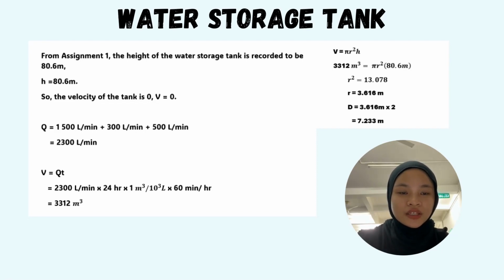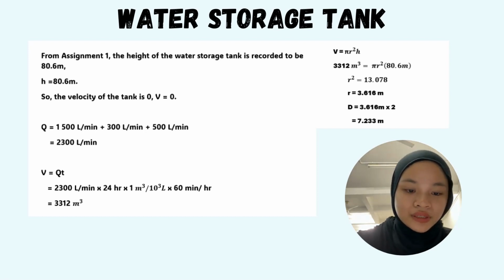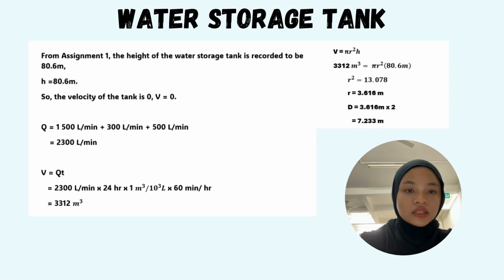So, I'll start the presentation with the water storage tank first. From assignment 1, the height of the water storage tank is recorded as 80.6 meters. So the velocity is 0. Then we need to find the volume of the water storage tank at the top. The flow rate for the water storage tank at the top is 2,300 liters per minute. So we multiply it by 24 hours, multiply by 1 cubic meter over 1,000 liters, and multiply by 60 minutes per hour.